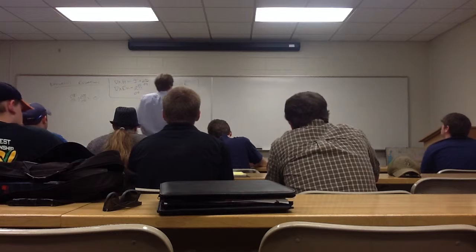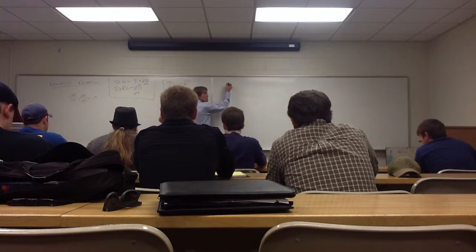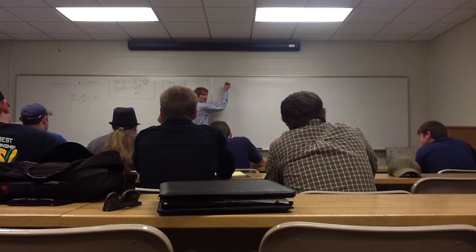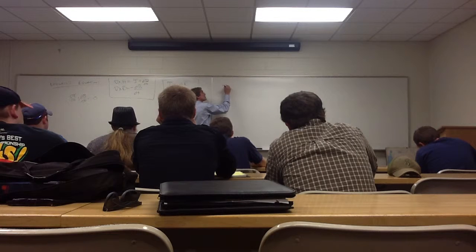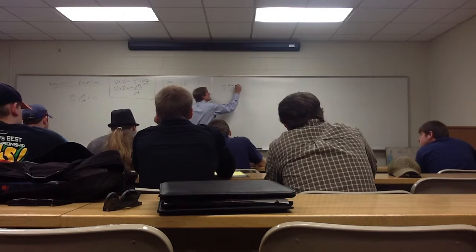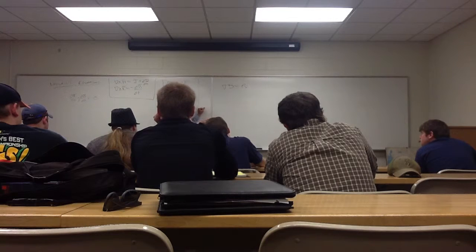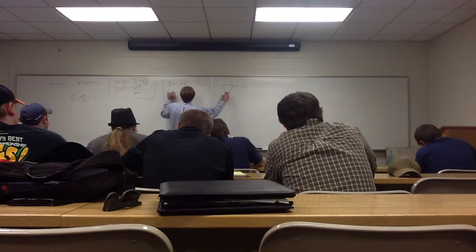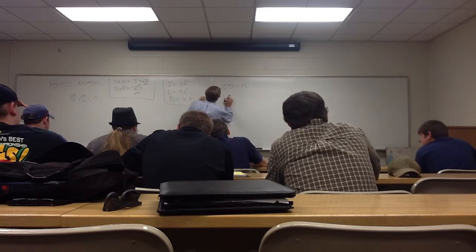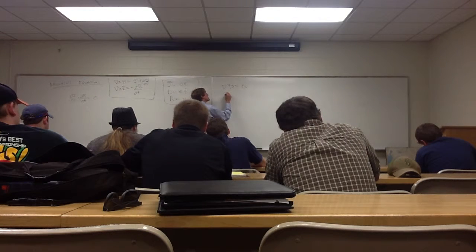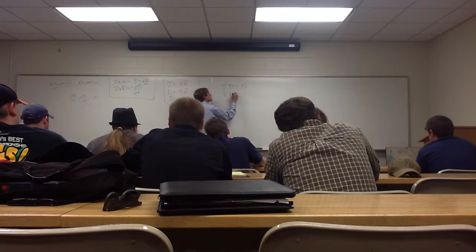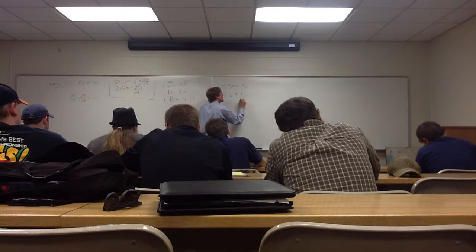Gauss's law. What is the point form of Gauss's law? Does anybody recall? Divergence of D is equal to rho V. Remember this? Volume charge density? And if we stick in for D is equal to epsilon E, we get divergence of E is equal to rho V over epsilon.